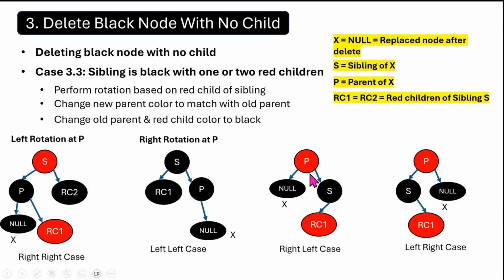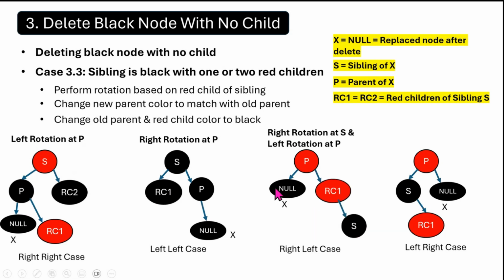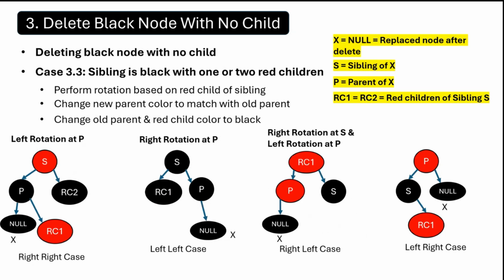Now here it is the right left case. So we need to do a right rotation at S because we need to break this zigzag structure, and then a left rotation at P, right? So now if you do it like this, it will become like this. Now the new parent is this. It should match the color of the old parent. It is already matching. And then we change the old parent and red color child to black. Actually, red color child means the right side. So it is already black. So this is the new parent. It is not the red color child, right?